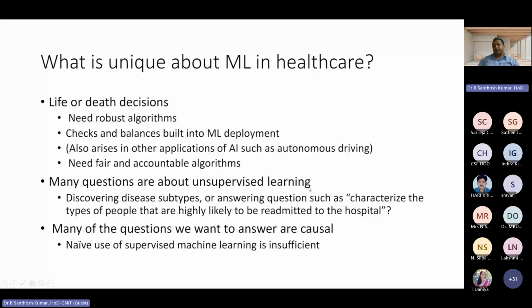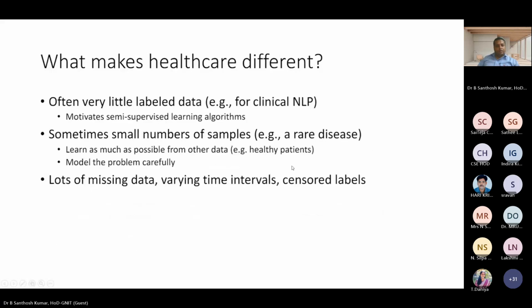Unsupervised learning means what directly we are involving in the particular model. Then what makes healthcare different means often very little label data is used, but nowadays there is a huge volume of data. For example, if you take an X-ray, a CT scan or an MRI scan, the size of the object is very big.